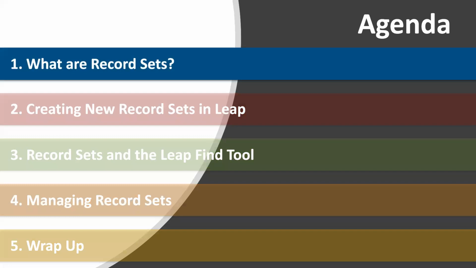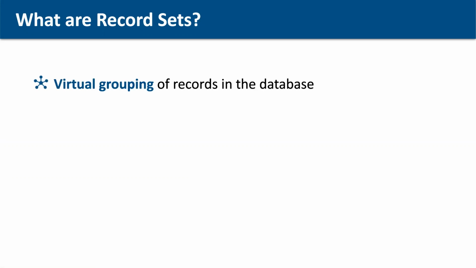So with that, let's get started with an overview of what record sets are. If you're not familiar with record sets, a record set is a virtual grouping of records in the database. And usually these records are grouped together for a particular purpose, like bulk changing items.